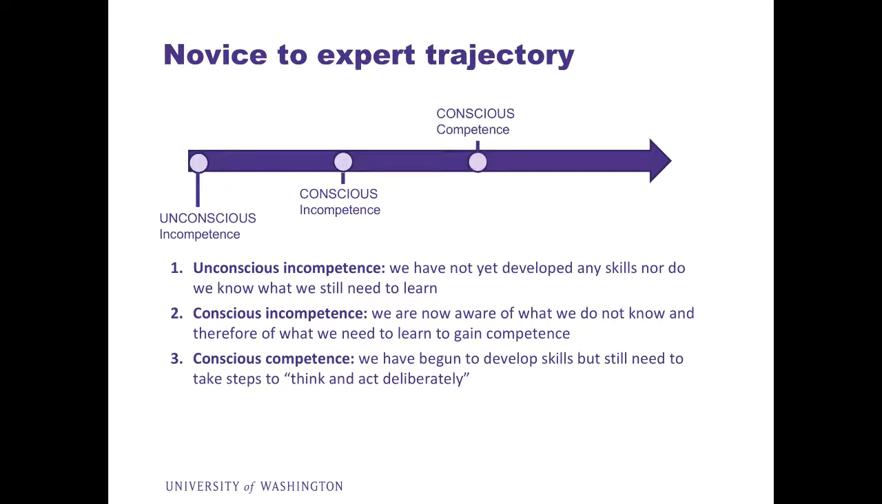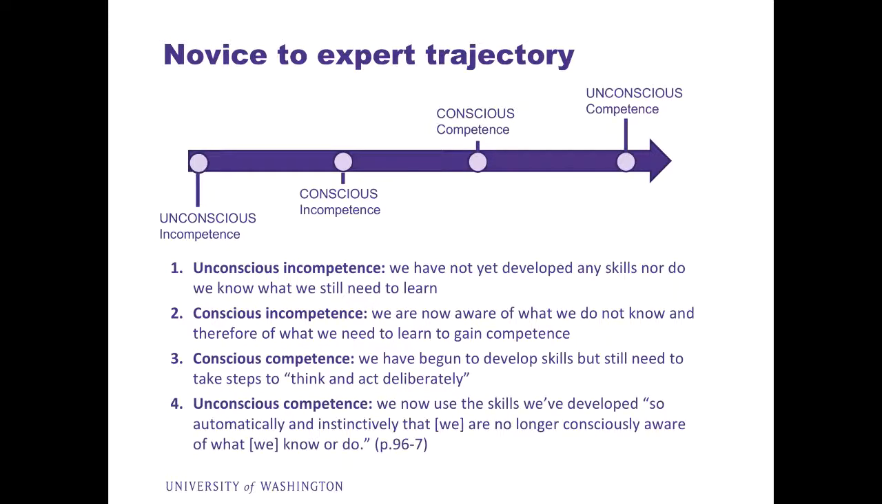Next, we develop conscious competence, where we have now begun to develop the competence we need, but still need to take steps to think and act deliberately. Finally, after much time and practice, we end up with unconscious competence, where we now use the skills we've developed so automatically and instinctively that we are no longer consciously aware of what we know or do.